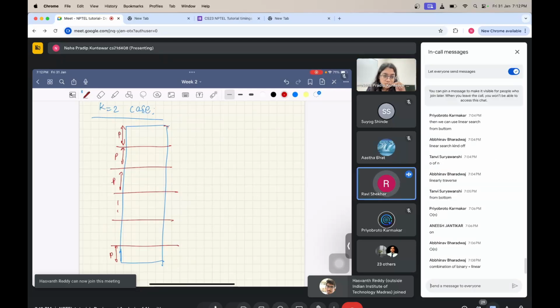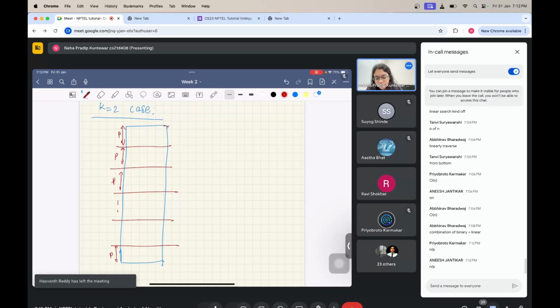What is the size of the partition? No, just assume p be any integer. N by p, exactly. So you have made n over p partitions of size p each. Okay, then what we'll do is, the algorithm is as follows.